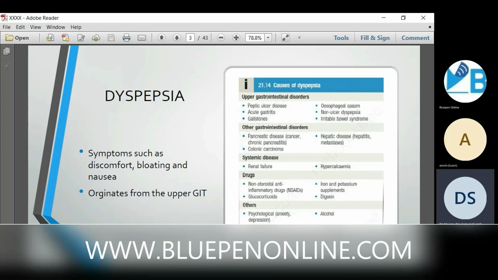Then glucocorticoids, steroids, then iron and potassium supplements. With iron supplements in clinical practice, you might see, especially in OBG, the patient will be prescribed iron, and the patient will come next day telling that I have got loose stools or I have got gastritis. So with iron supplements you see dyspepsia a lot of the time. Then digoxin. Other psychological disorders are also associated with dyspepsia. Anyway, I just gave a vague idea. It is not a detailed explanation. Acute gastritis, esophageal spasm, peptic ulcer, again I'll be explaining each and everything in different topics.